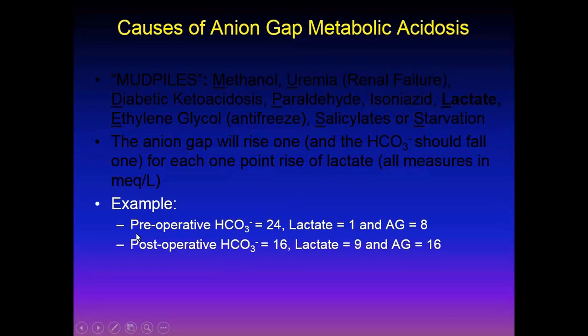So here we go. A preoperative patient has normal chemistries. The bicarb is 24. You happen to check his lactate of 1, even though you don't need to. The anion gap is 8. They get sick after surgery. Their lactate goes up by 8. Their anion gap will go up by about 8, and the bicarb will drop by about 8. That's what I mean by a 1-to-1-to-1, or in this case, an 8-to-8-to-8 change of those 3 parameters.